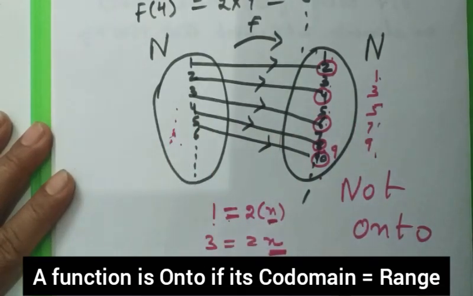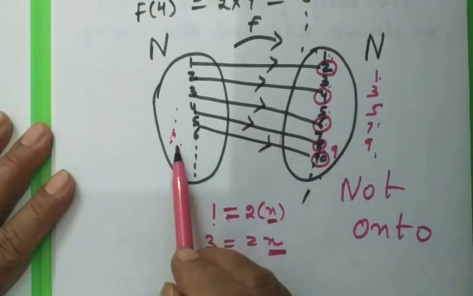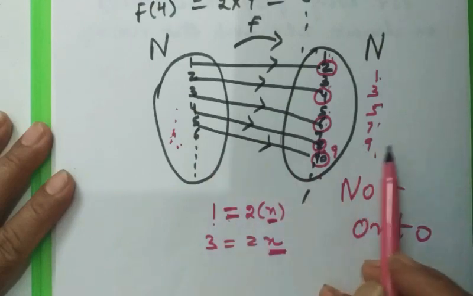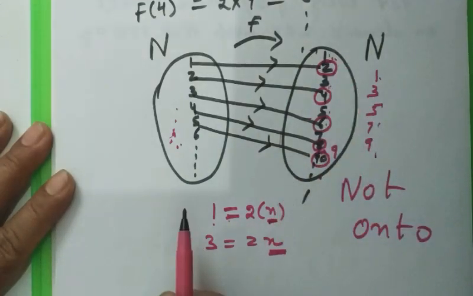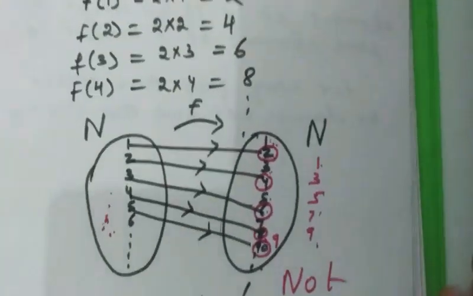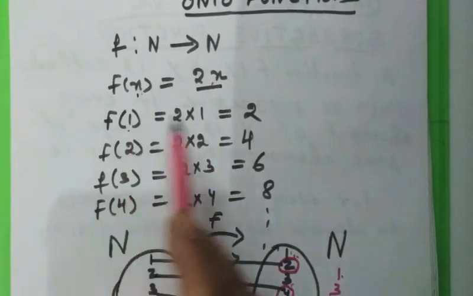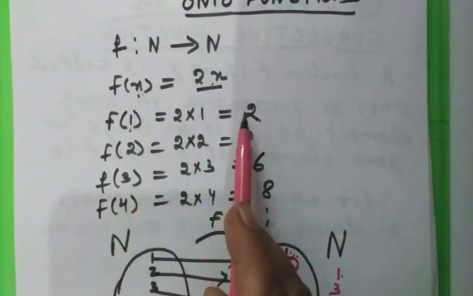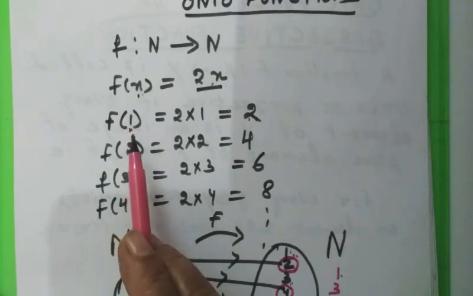So, when should a function be onto? A function should be onto when every element of the codomain set is the image of some element of the domain set. No element should be left out when we do this proper mapping. No element of the codomain set should be left out. Every element should have some pre-image. The terminology is that the image of x is 2x, the image of 1 is 2, and 1 is the pre-image of 2. 2 is the image of 1 under f, and 1 is the pre-image of 2 under f.